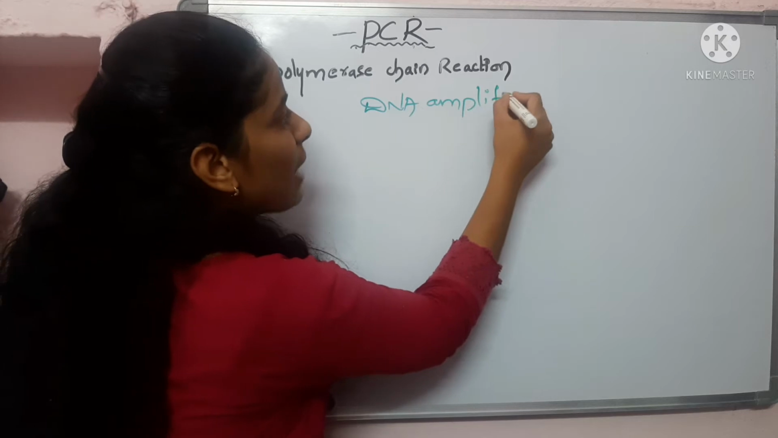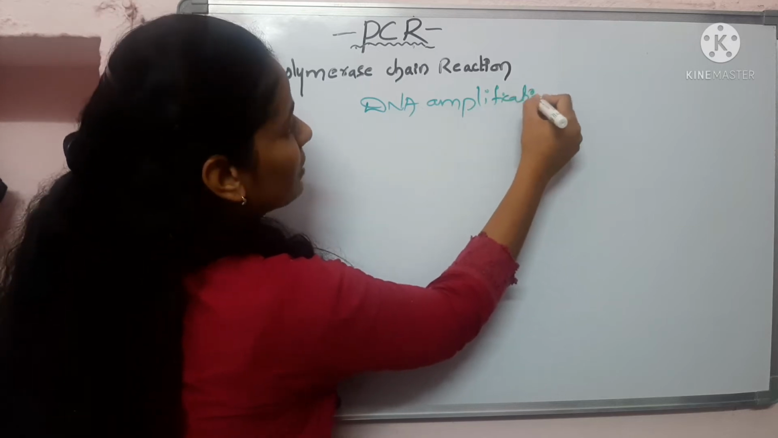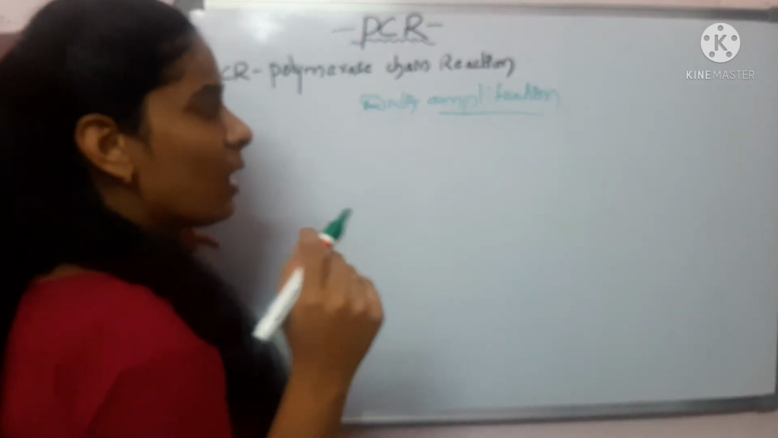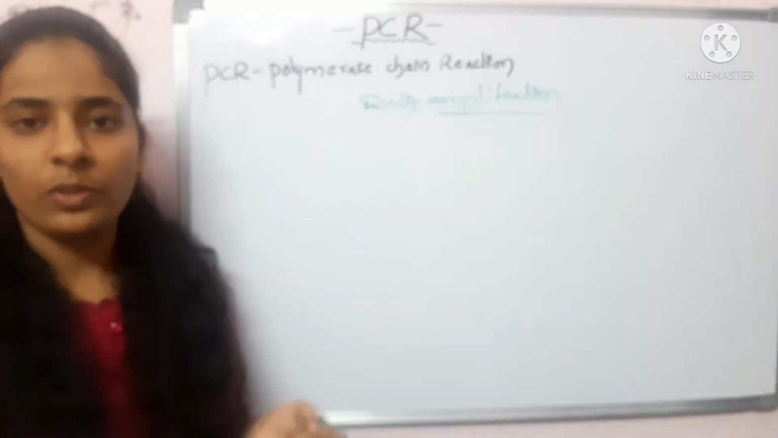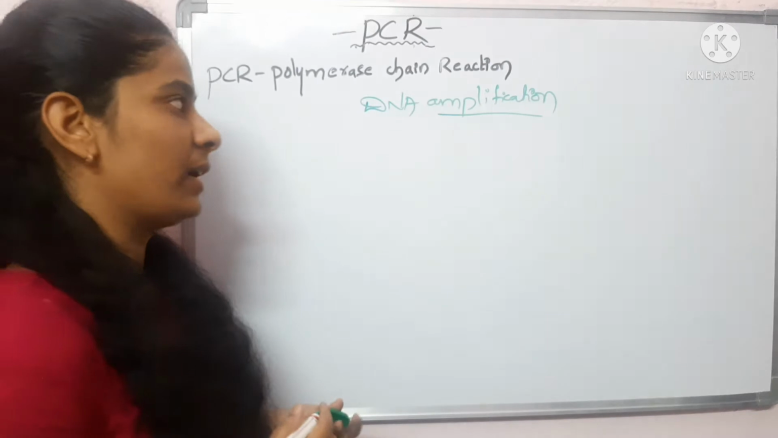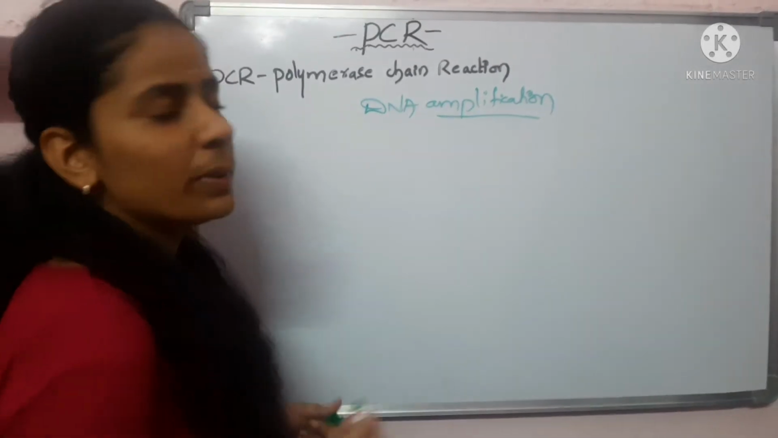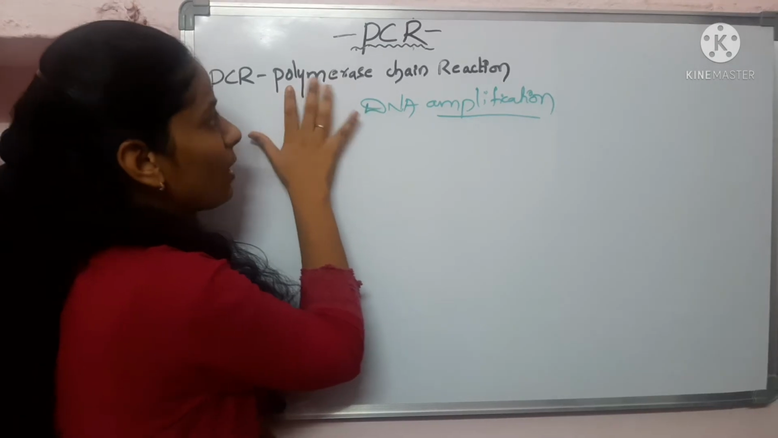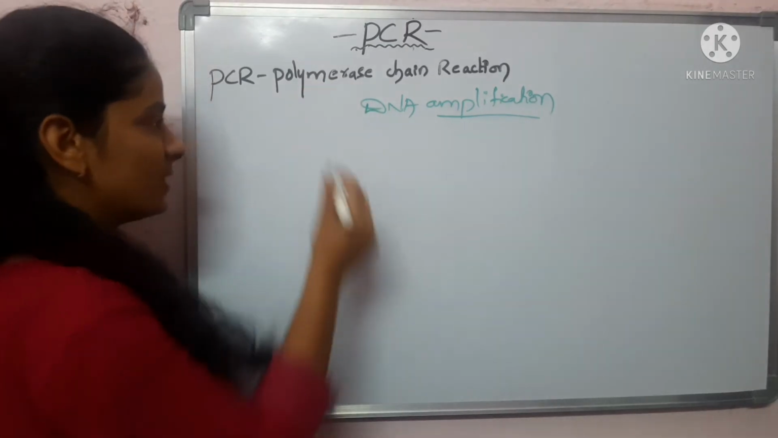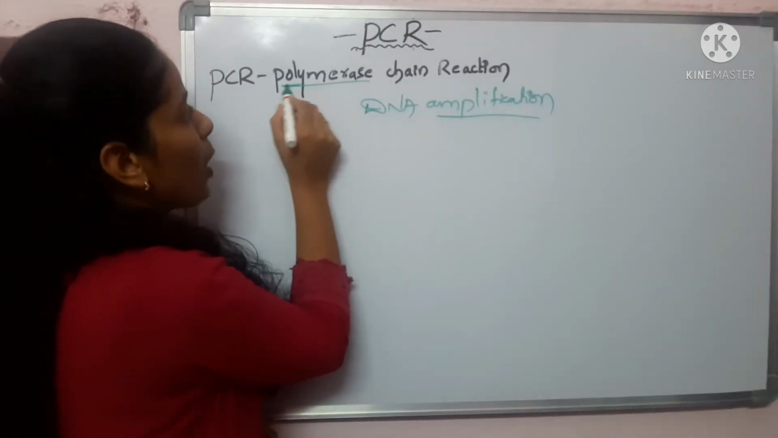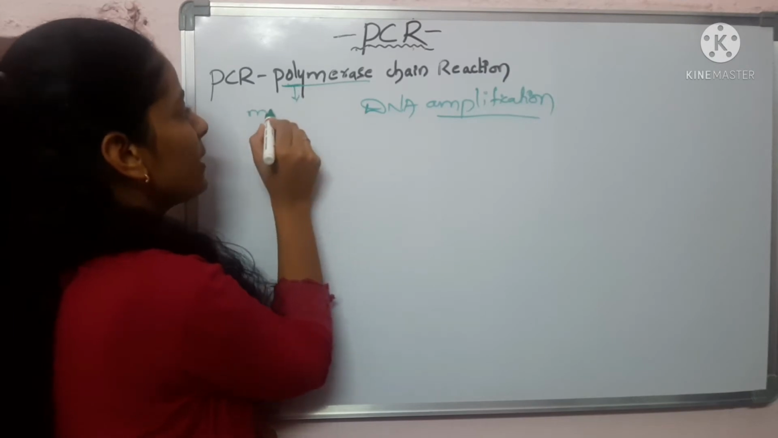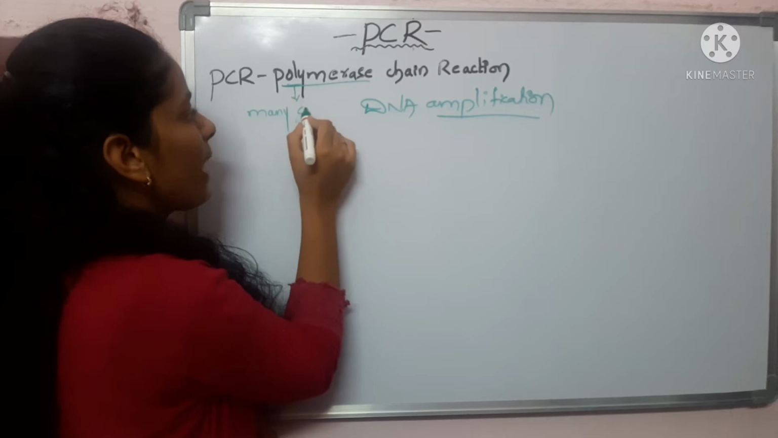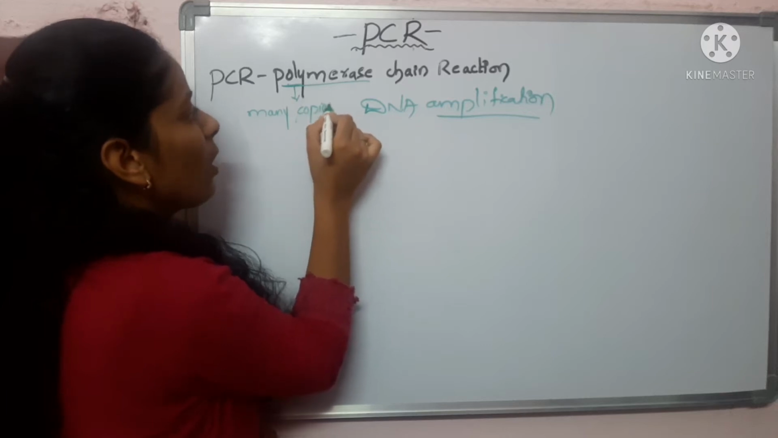So what does this amplification exactly mean? In simple terms, amplification is nothing but production of multiple copies of DNA from a small fragment. So many copies of DNA are being prepared. As the name suggests, polymerase is an enzyme, where poly means many copies are being prepared. Many copies of fragments are made.